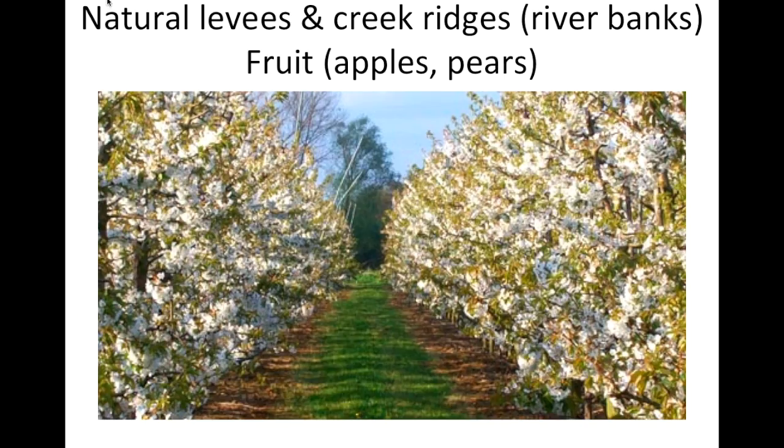Right, so on the oeverwollen, on the natural levees and then on the creek ridges, they have fruit trees, mostly apples and pears. The Betuwe is where most of our apples and pears come from. Now, you may have noticed that around our school are farms who actually also have apples and pears. There's a good reason for that. We'll see it when we discuss Zeeland and West-Friesland in the next episode. So don't go away. You'll find out what's going on there.